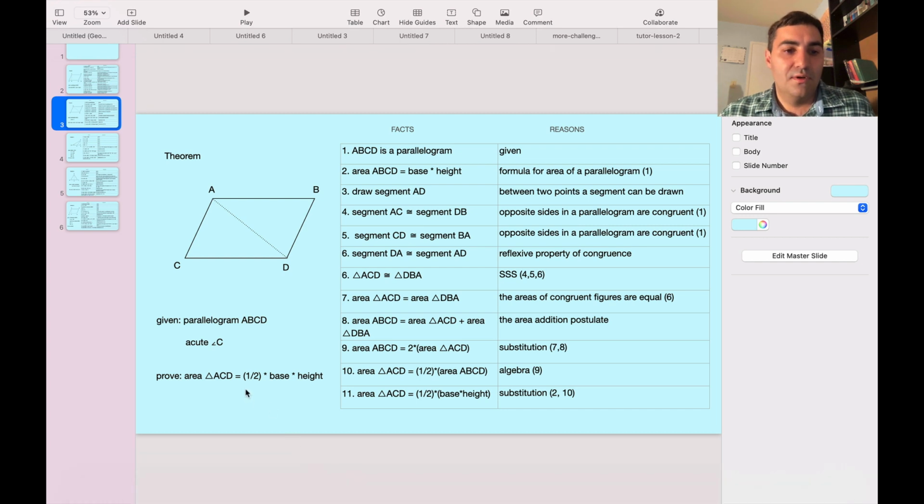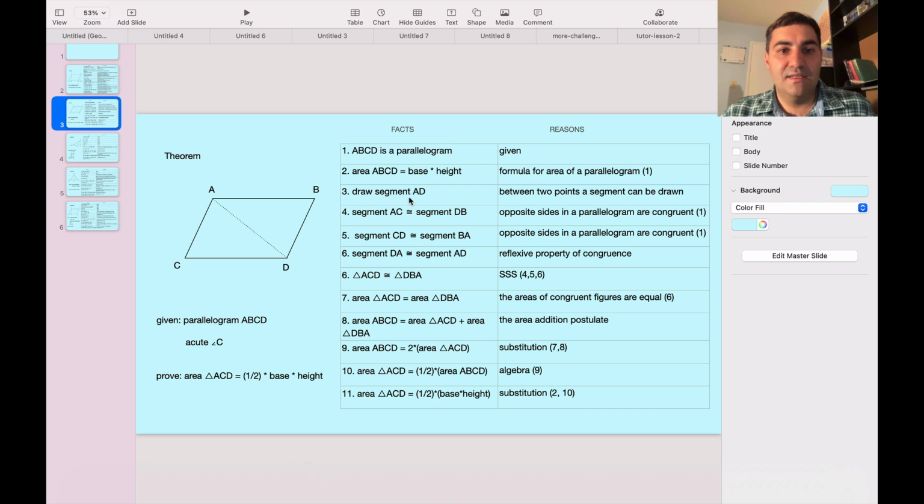So we're given parallelogram ABCD, and we're given acute angle C. Acute, remember, means it measures between 0 and 90 degrees. Prove the area of triangle ACD is going to be 1/2 times base times height. So we can start off by writing down that ABCD is a parallelogram, and we know that the area of a parallelogram is base times height.